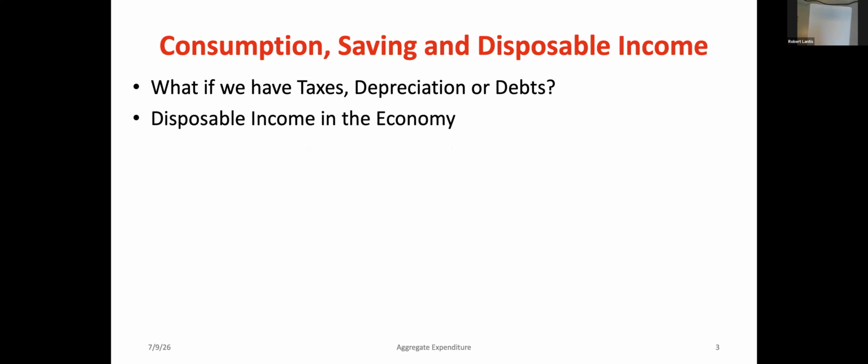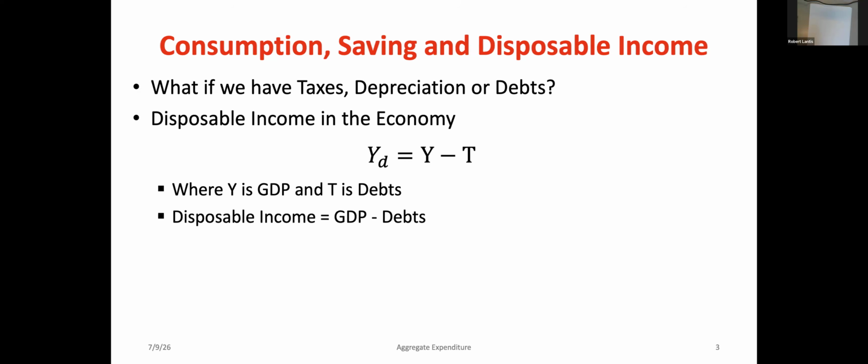Well, then the actual income we have to spend on products would be whatever income Y we have, or the GDP in the economy, minus these taxes, or minus depreciation, or minus our current debts. You can think about Y as GDP or income. The disposable income we have left to consume products will be that minus taxes, depreciation, or debts. So Y is GDP, T is taxes or debts, and disposable income will be GDP minus debts.